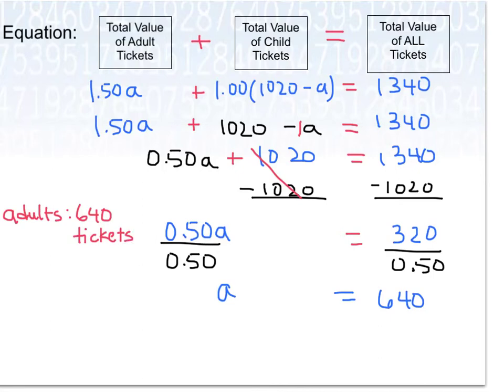And if I read the problem one more time, I want to make sure I'm answering everything it wants for me. So I read it one more time. A total of 1,020 tickets were sold at a football game. Adult tickets sold for $1.50 and children's for $1. If a total of $1,340 was collected, how many adults bought tickets? And it looks like I've already answered that question. There were 640 tickets sold to adults, or you could also say that there were 640 adults.